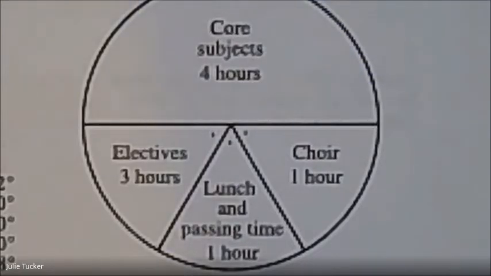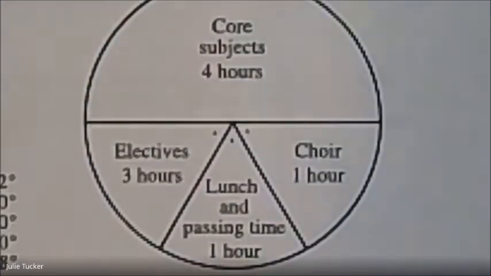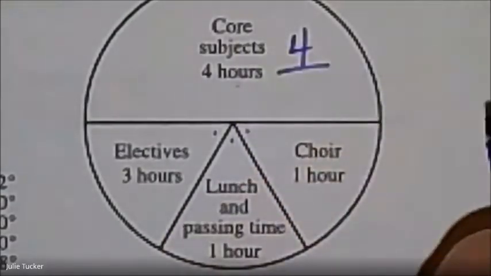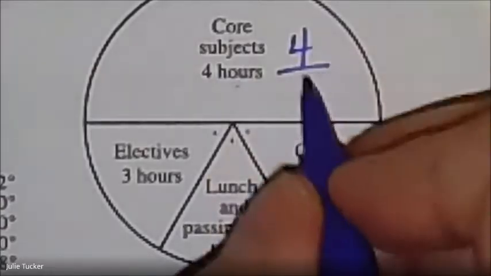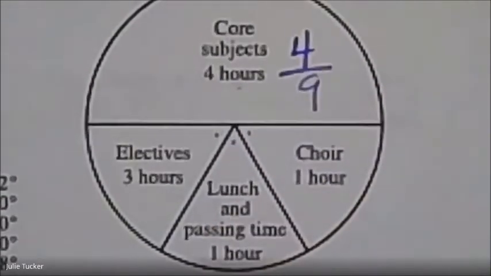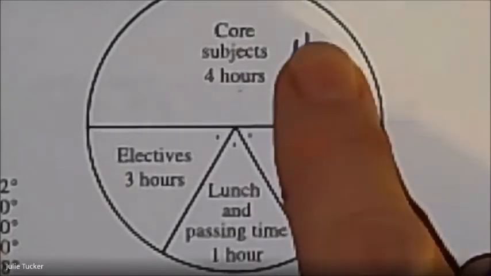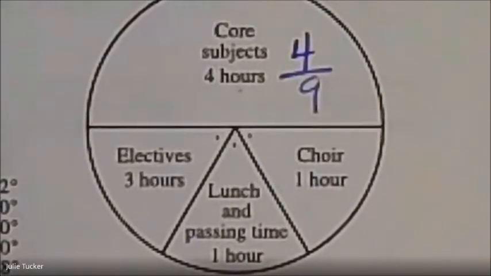What should be the central angle measures for the core subjects? So that's the one we just talked about, right? So this is 4 hours out of the total, which we figured out a moment ago is 9 hours, right? So it should be 4/9 of the full circle. Well, here's what we can do. How many degrees are in a total circle?